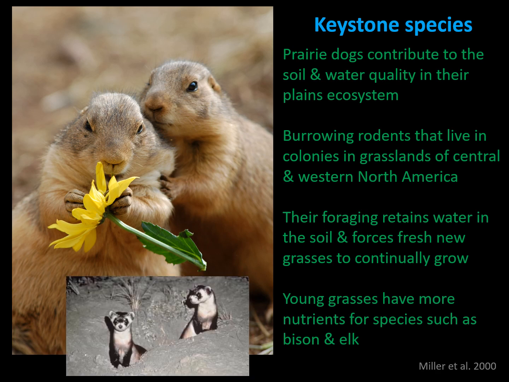One more thing, what is that? Black-footed ferrets, an endangered species in the United States of America. Now these ferrets actually feed on the prairie dogs. So prairie dogs are not just herbivores that keep grasses growing and keep the nutrient cycles and hydrologic cycles going in grassland ecosystems. They also serve as a prey base for one of the most endangered mammals in the United States.